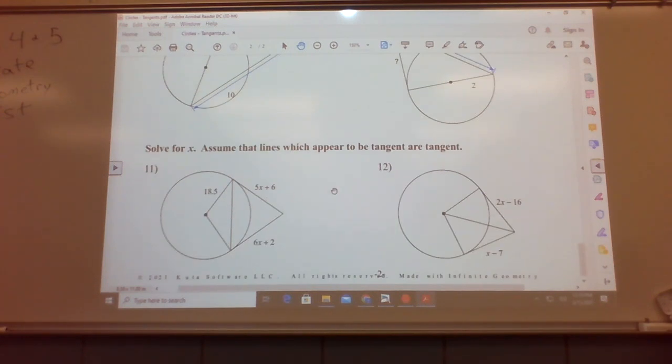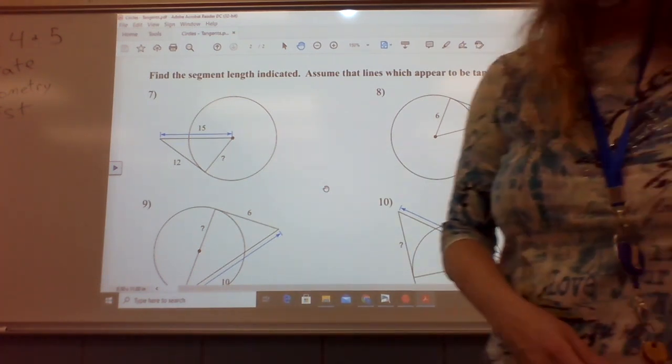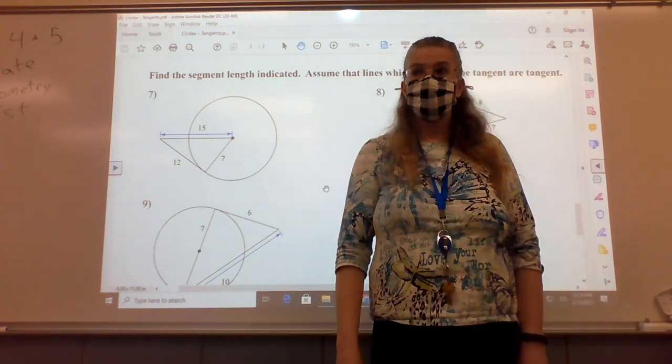11 and 12, you're just going to set up equations and solve for x. So go ahead and work. When you get done, you can show it to me, and I can mark it. If you don't get done today, that's okay. We will mark it tomorrow. Don't forget, finish your projects.